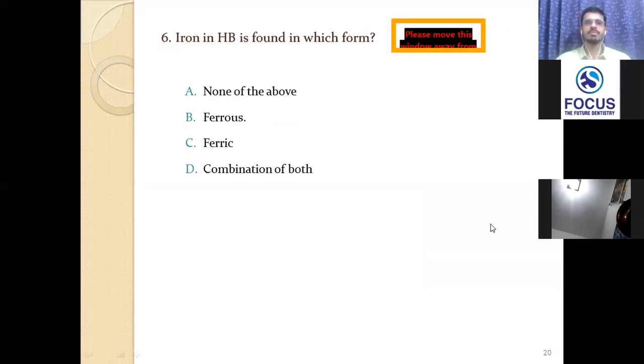Iron in hemoglobin is found in which form? Good. It's in the ferrous form. That enables easy uptake of oxygen. Ferrous form. Very good.